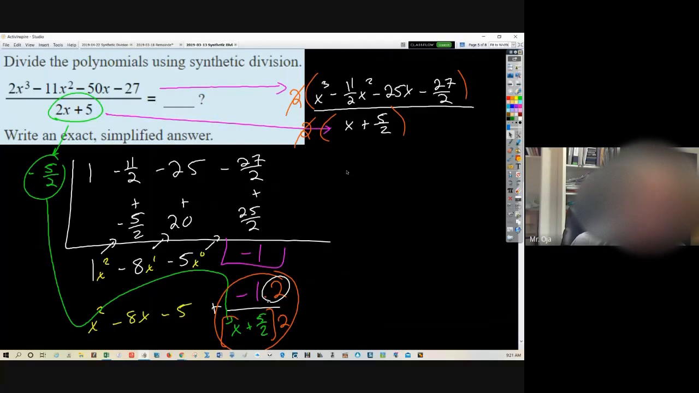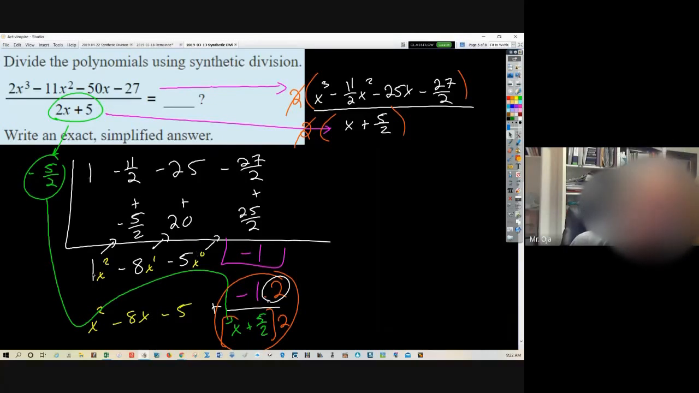Now, what's a little odd about this is I've got fractions in there, but that's okay. So we got our coefficients. The number out in front, the 0 of the denominator, would be negative 5 halves. My coefficients would be 1, negative 11 halves, negative 25, and negative 27 halves. And then I'll put my remainder box underneath the constant.